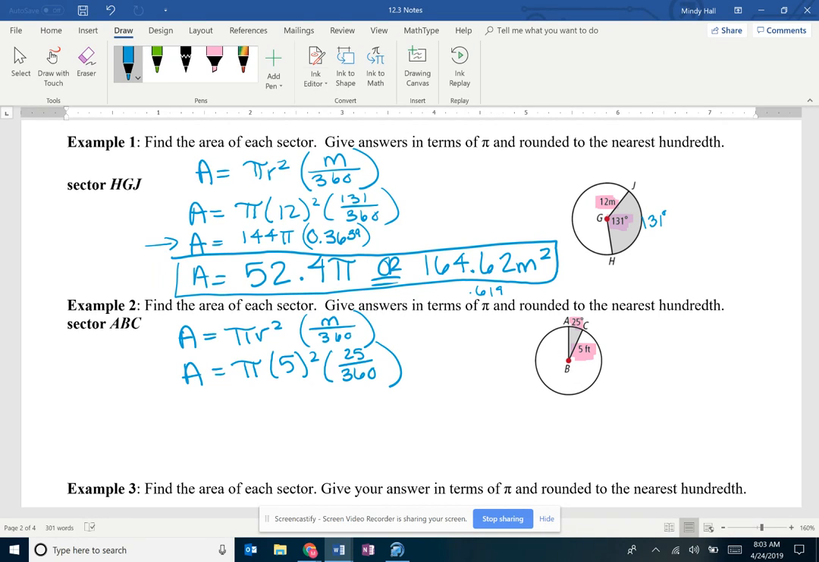Again, I'm letting the calculator do the work. So I would type it as 5 squared times 25 divided by 360, and that gives you 1.736, so that'd be 1.74 pi, or as a decimal, that would be 5.45 feet squared. And again, in case you're curious, this was 454, and this one over here was 736.